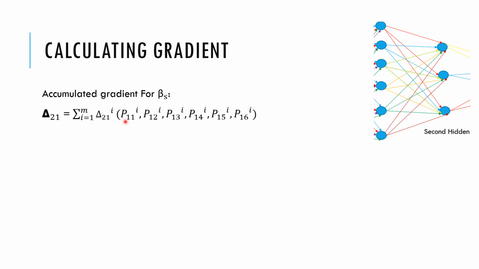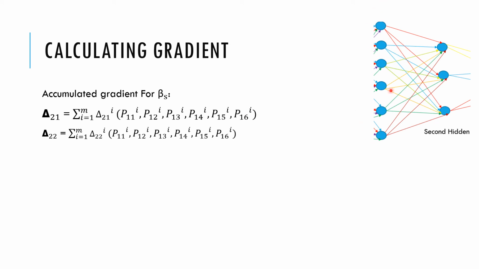We multiply that. Then when we run the second example, when we run the forward and backward propagation, we get a different error term for this one. That will become delta 2 1 2 and p11 2, and then multiply. So we keep adding, and we get one accumulated gradient value for this coefficient. Then for this one it becomes p12, so we get another accumulated gradient for this coefficient, like this, like this. So each one is giving us 6 values here.